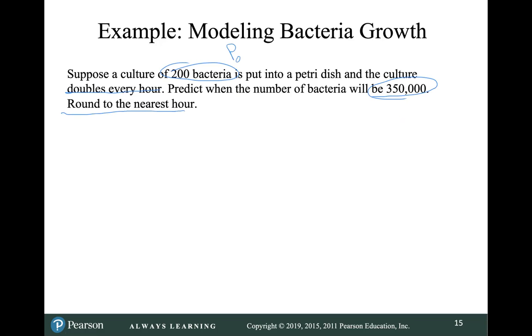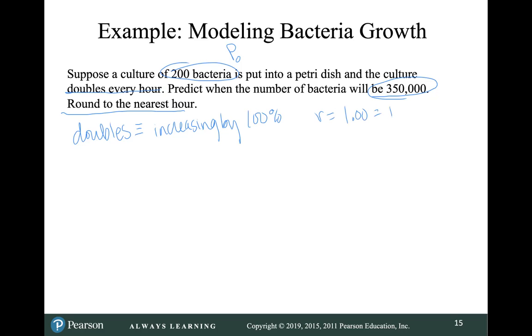So my initial population is 200. Doubling every hour, well, if I have 5 and I double it, then I have to add another 5. So I take my initial 5 and I add the whole value back. So doubling is increasing by 100%. Whatever the initial value is, I'm adding that whole value back. So I'm increasing it by 100%. And that means our rate is 1.00, or 1.